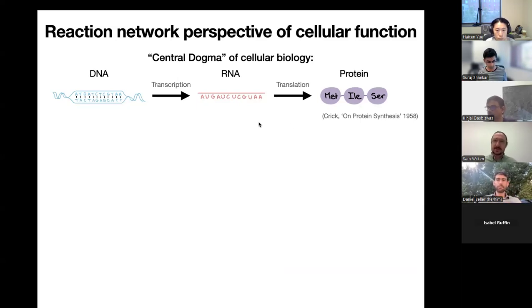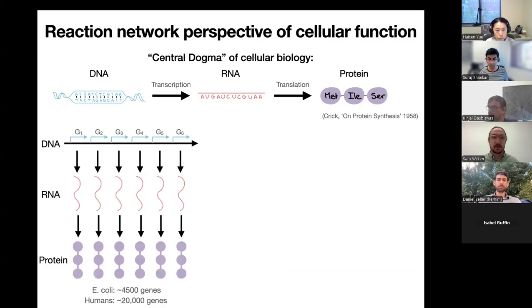Okay, so this pathway encodes one function, but let's say you want to perform more than one function given a single cell. You might imagine that the reaction network looks something like this, where you have different genes encoding different RNAs that then determine different proteins. For E. coli, that's roughly 4,000 different genes in the genome. Humans have more, of course, but on the order of thousands, tens of thousands.